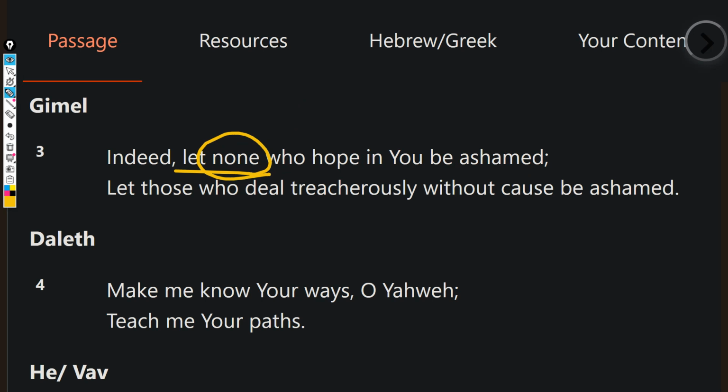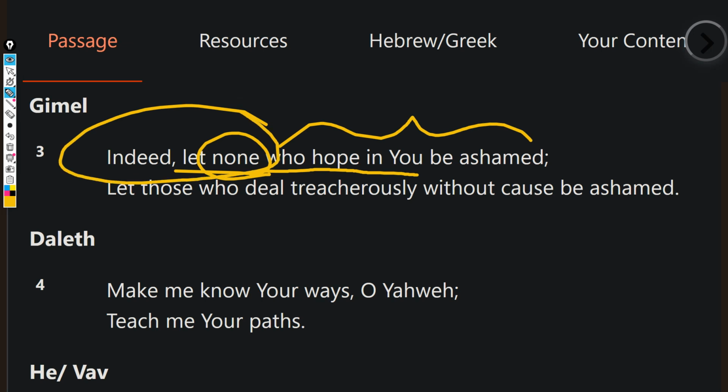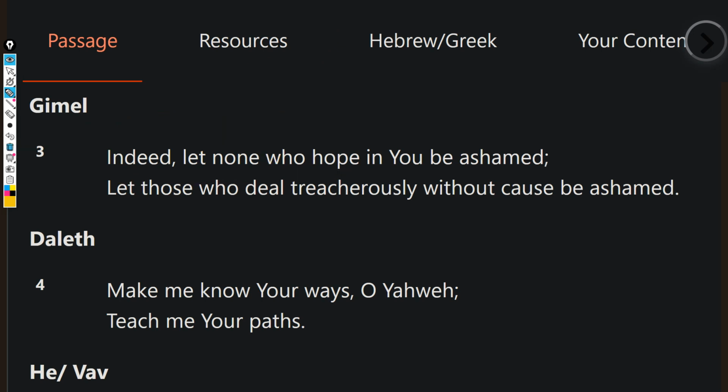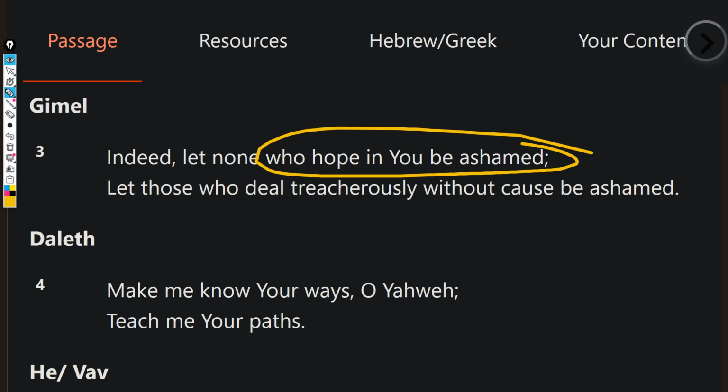"Let none of these evil people against King David who hope in you..." Oh no, I was wrong. Isn't that beautiful? I was interpreting "none" as the enemies. But the moment that I gained new information from the text, it changes who "none" is referring to. I was interpreting "none" to be the enemies, but when we gain new information, it's beautiful how this is all panning out.